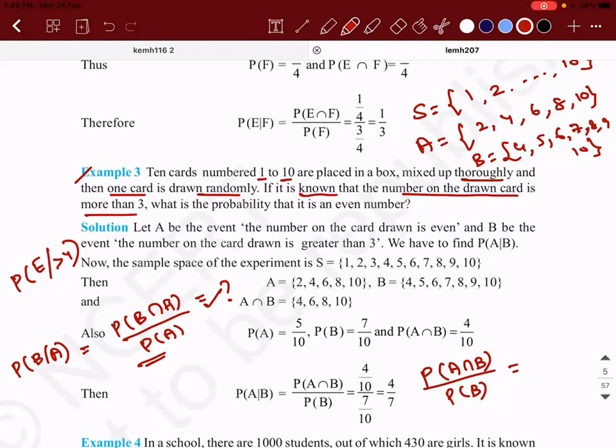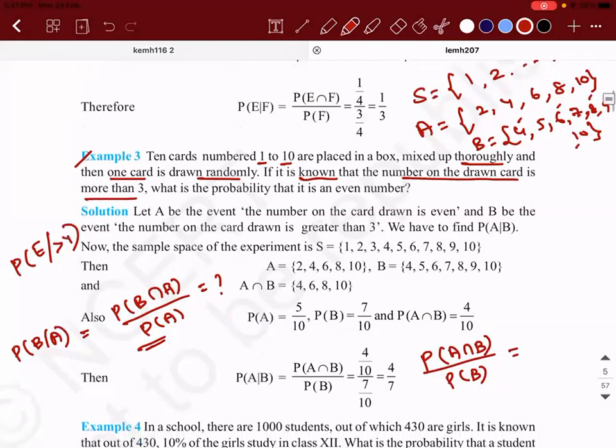Guys, there I asked a basic question. They can ask you this kind of a question also. So what is the answer you are going to get? You will get 4, 8, 10. 1 out of 5.